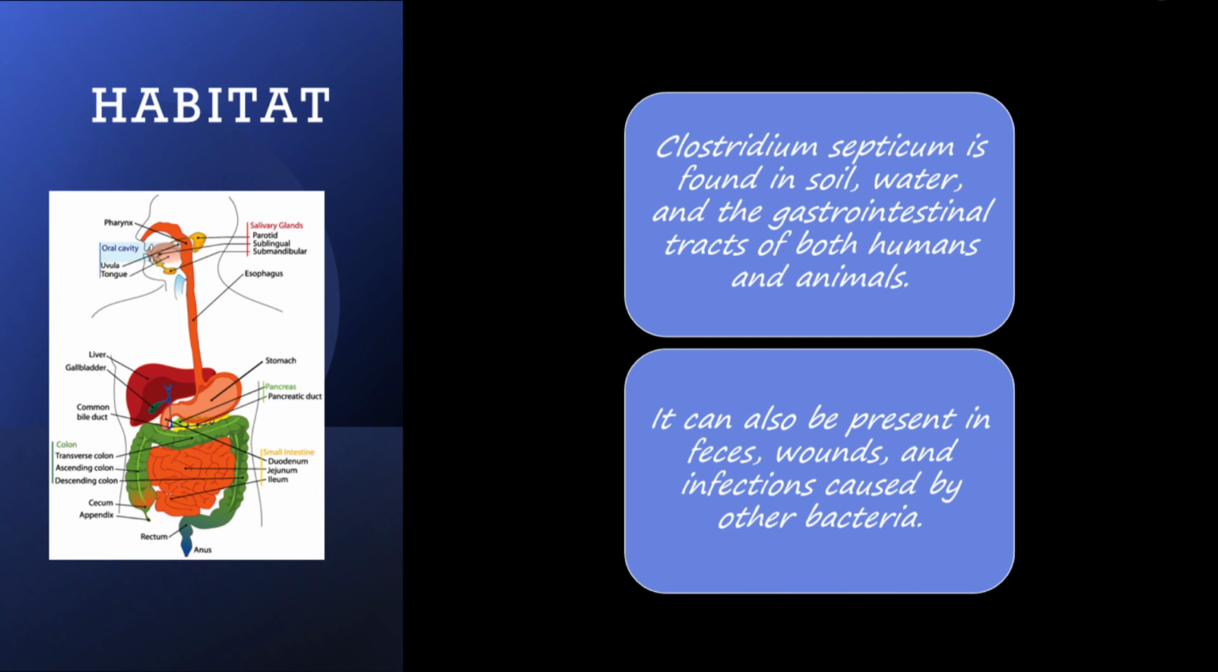Clostridium septicum can be found in various environments, including soil, water, and the gastrointestinal tracts of humans and animals. It can also be present in feces, wounds, and infections caused by other bacteria. This highlights the opportunistic nature of Clostridium septicum, as it can take advantage of pre-existing conditions to cause infections.